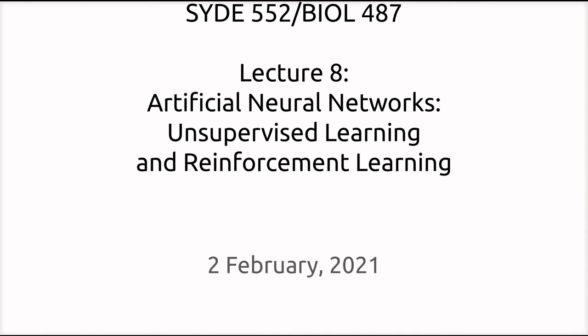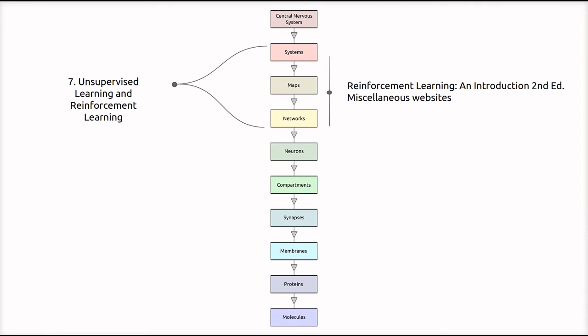Hello, and welcome to Lecture 8 of Computational Neuroscience. Today we're dealing with unsupervised learning and reinforcement learning in artificial neural networks. In the overall layout of the course, we're dealing with systems of neurons that accomplish some task or represent data in some way.